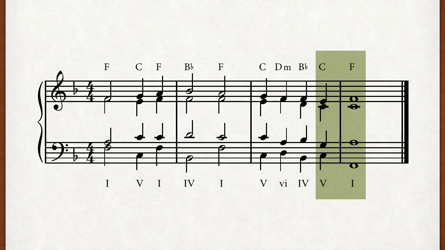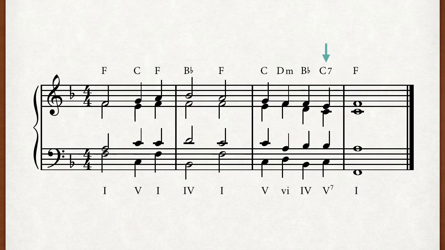You might be asking, can either of these chords be a 7th chord? The answer is yes. The first chord of a cadence can certainly be a 7th chord, which would make this 5 chord a dominant 7th chord. The second chord of the cadence, however, is almost always just a triad, unless we're talking about jazz.